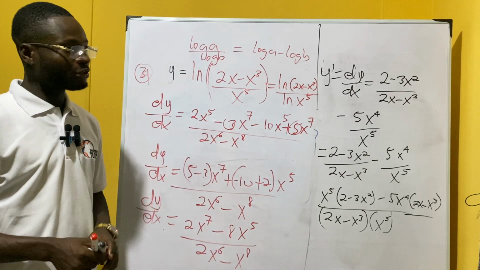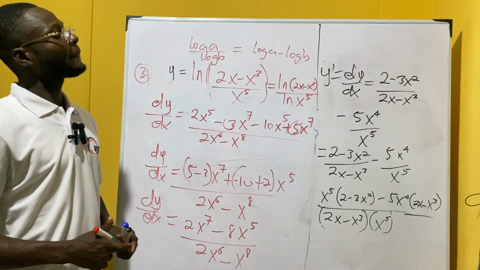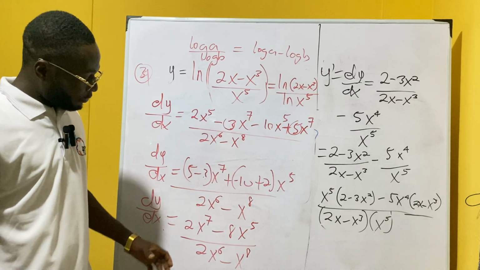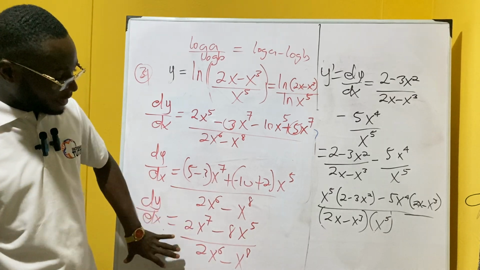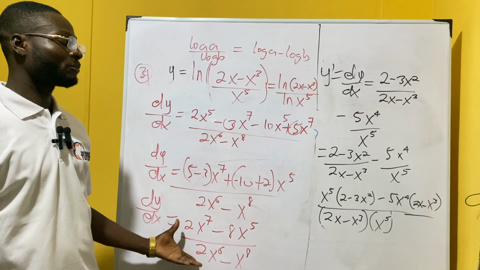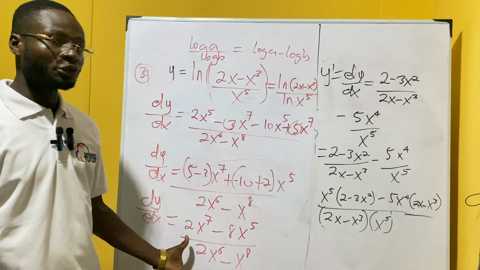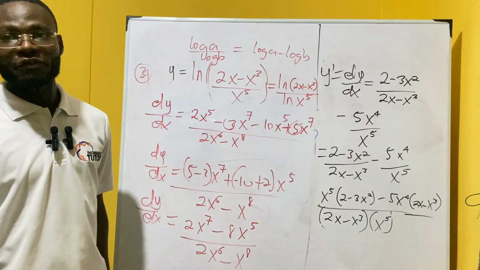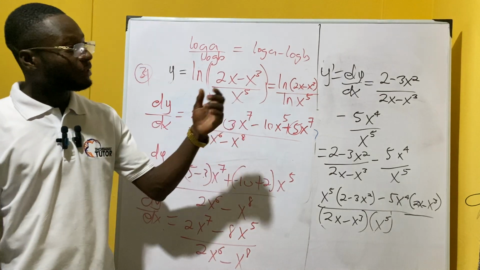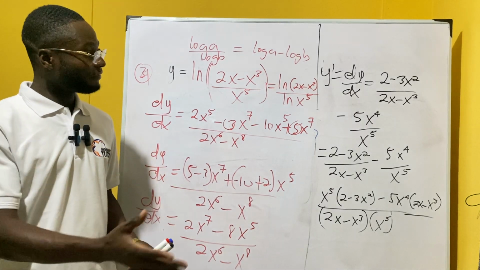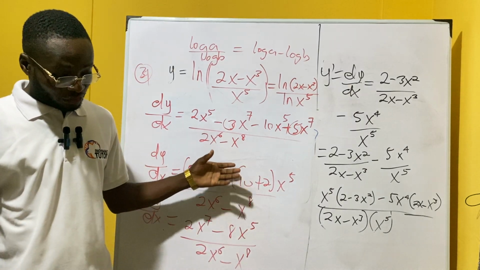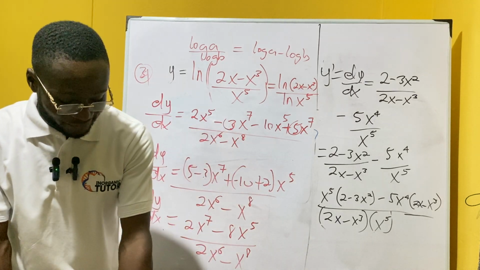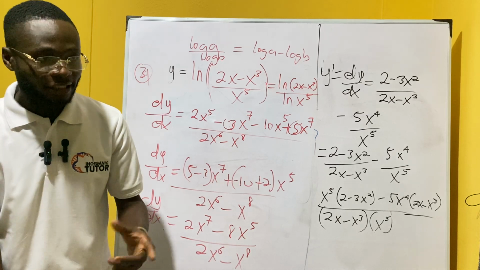Of course, it looks like so many steps, but follow the procedures and you can get it done very easily. If you are asked to find the second derivative of this particular function, as usual we're going to use the quotient rule, and it's going to be a lot of work for you, but you can do it. Thank you very much for watching. This is a very simple tutorial on how to find the first derivative of a function in the natural logarithm form.